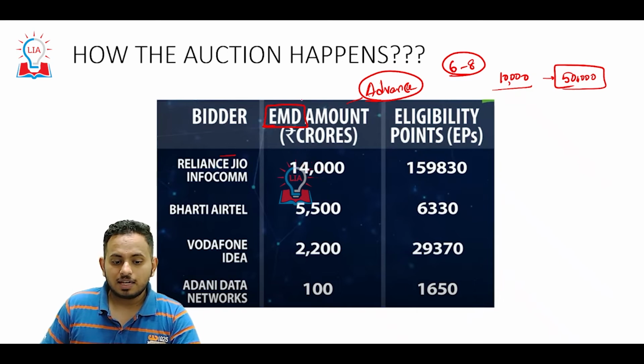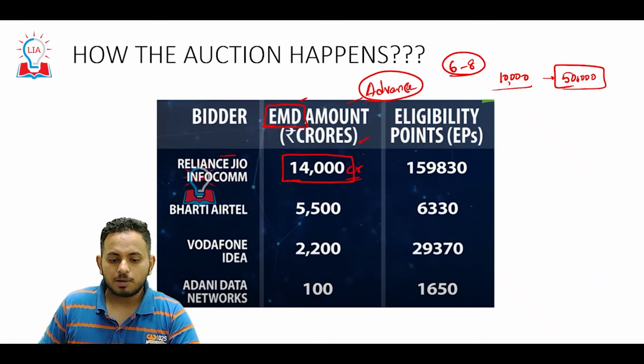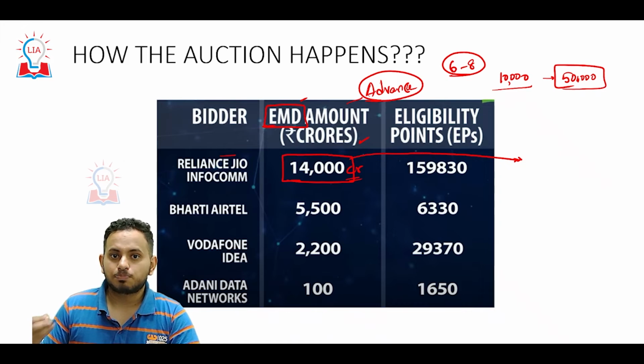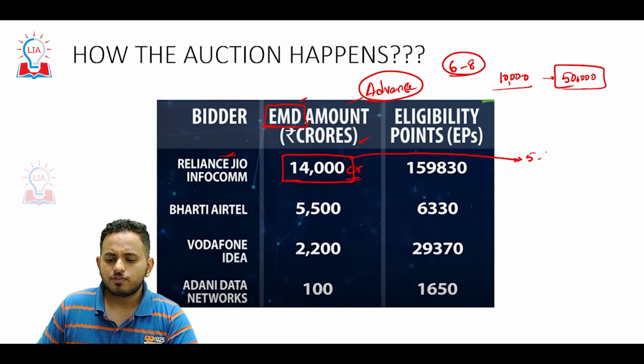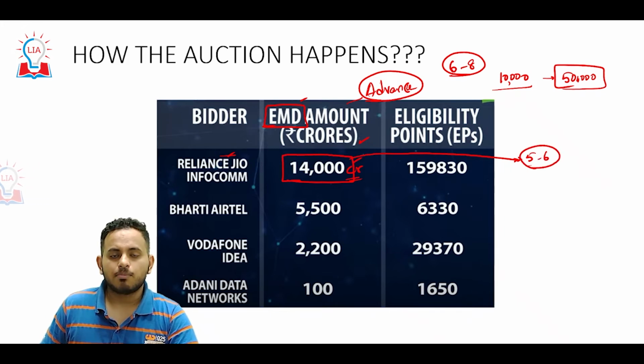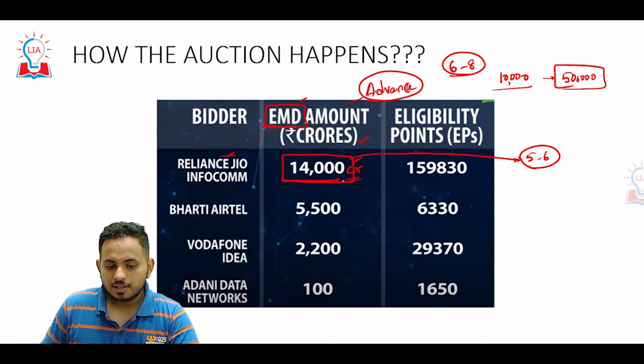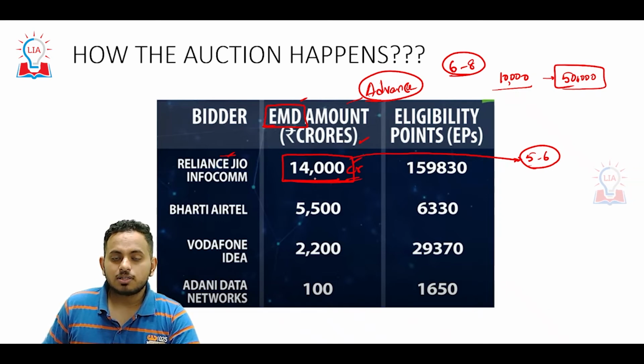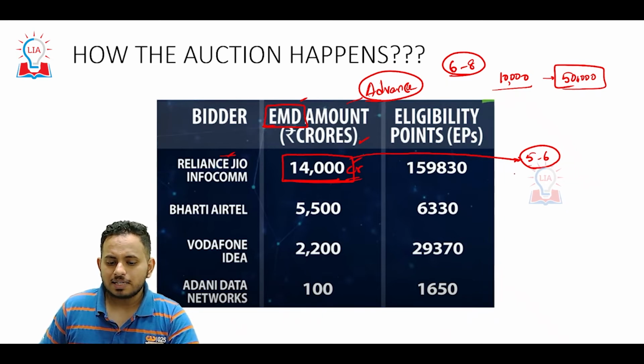Same way, if the EMD amount is 14,000 crores, then the telecom department or the government will assume that, with this particular advance amount, the actual spectrum bid from the side of Reliance Jio would be somewhere around 5 to 6 times of the EMD amount. Okay, if Reliance has 14,000 as its advance, that is EMD, then it would be bidding somewhere around 14,000 into 5.